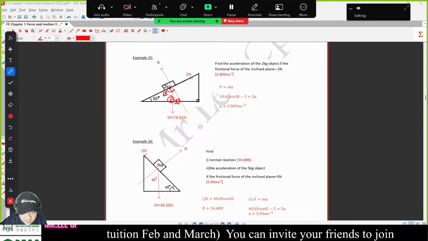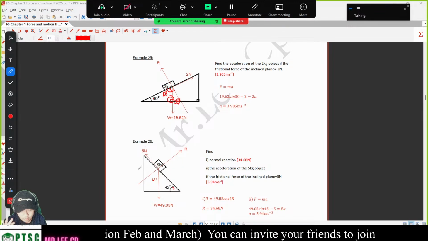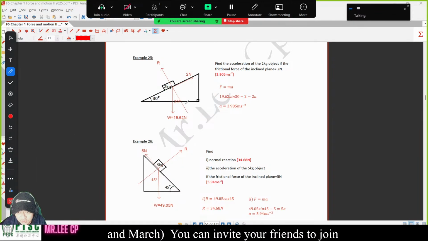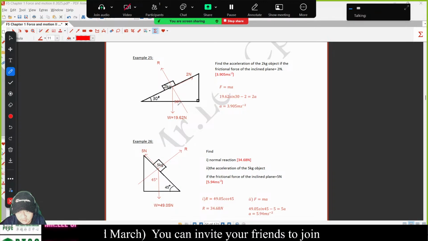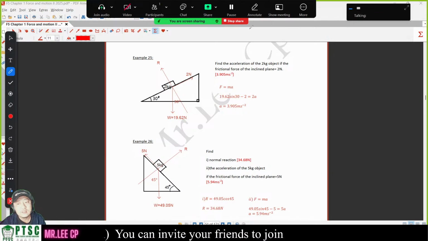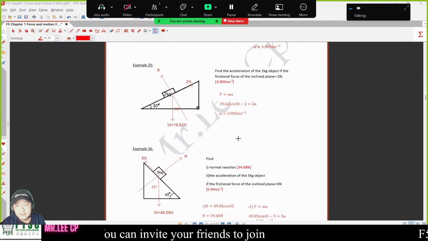This angle is always the same as this angle. No why, always the same. If this one is 20, then this one is 20. This one 30, this one 30. This one 45, this one 45. This one 50, this one 50. Right? Always the same one. Okay?